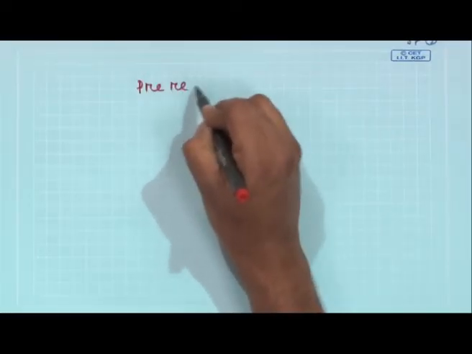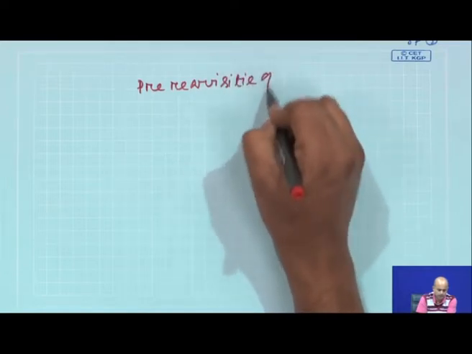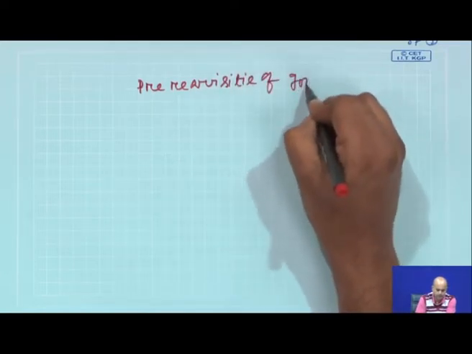So, these things we call an auxiliary. Now, similar to a CDA, we said the auxiliary has certain prerequisites. What are the prerequisites to be a good auxiliary? Prerequisites of a good chiral auxiliary.